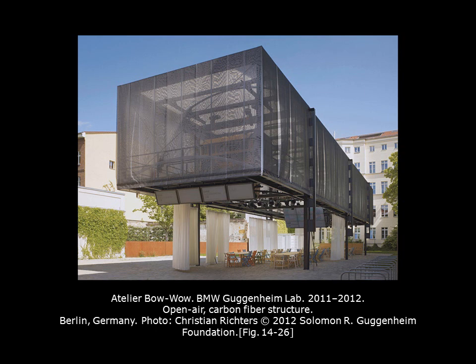Some modern architects are switching over to carbon fiber for their structures. Carbon fiber is very durable, very lightweight, and very strong. What we have in the slide is the BMW Guggenheim Lab, which is an open-air carbon fiber structure in Berlin, Germany. This is so lightweight that one person can actually carry the components for this building.